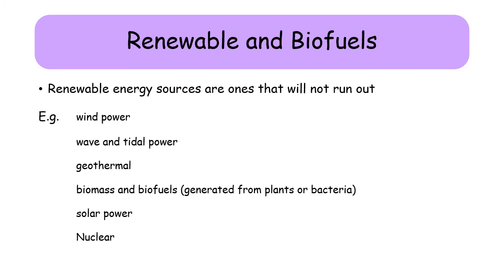Now in there we also have biomass and biofuels. Now these are ones that are not renewable, but they are ones that are much safer and more sustainable than fossil fuels. Biomass and biofuels are whenever we specifically grow plants or get bacteria to produce gases which we can then use as fuels. Because plants grow quite quickly and bacteria grow quite quickly, we're able to renew or replenish the fuel at the same rate at which we use it. Therefore, we do not run out of the fuel and it is sustainable.